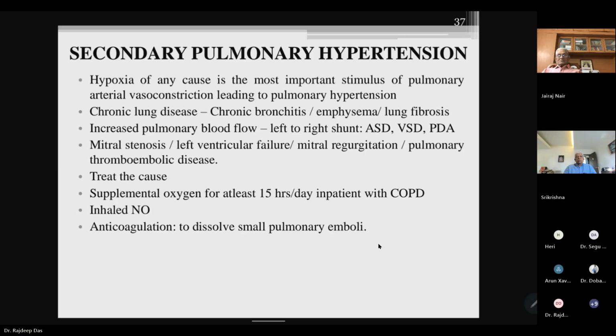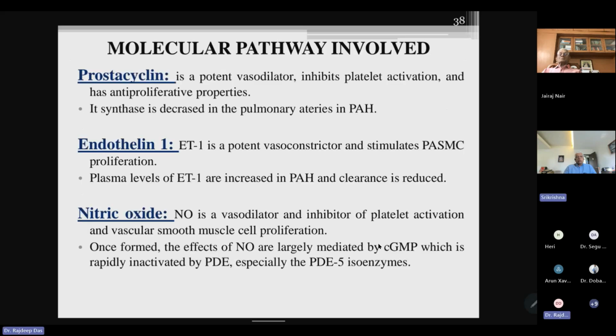Prostacyclin is a potent vasodilator, inhibits platelet activation, and has anti-proliferative properties. Its synthase is decreased in pulmonary arteries in PAH. Prostacyclin is a vasodilator, while endothelin is a potent vasoconstrictor and stimulates proliferation. The plasma levels of endothelin 1 are increased in pulmonary arterial hypertension and clearance is reduced.